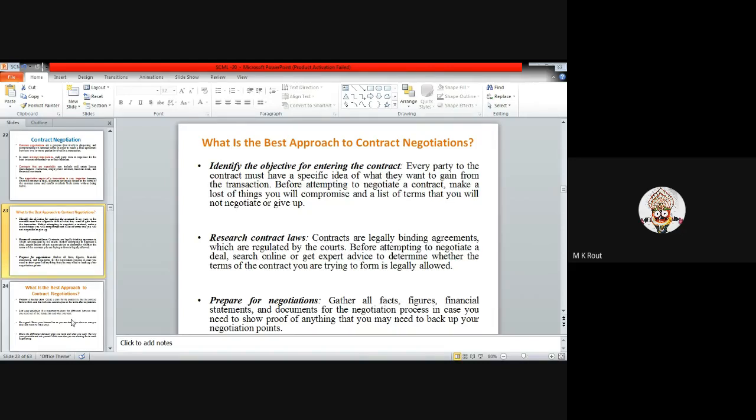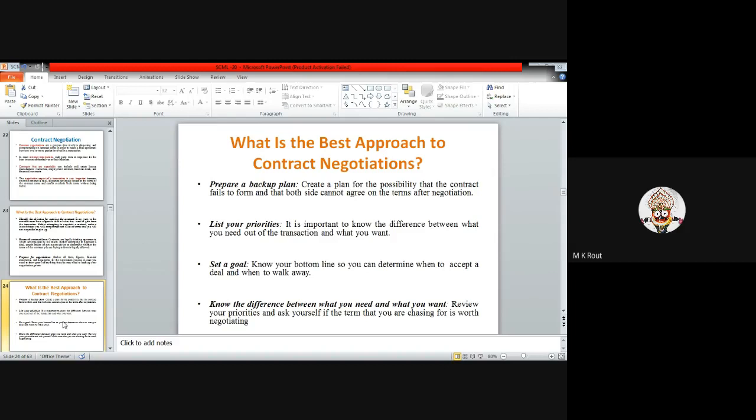Moving to the next part, what is the best approach to contract negotiation? First one is prepare a backup plan, list your priorities, set goals, know the difference between what you need and what you want. These are the best approaches towards your contract negotiations. In case of preparing a backup plan, create a plan for the possibility that the contract fails to form and that both sides cannot agree on terms of negotiations.